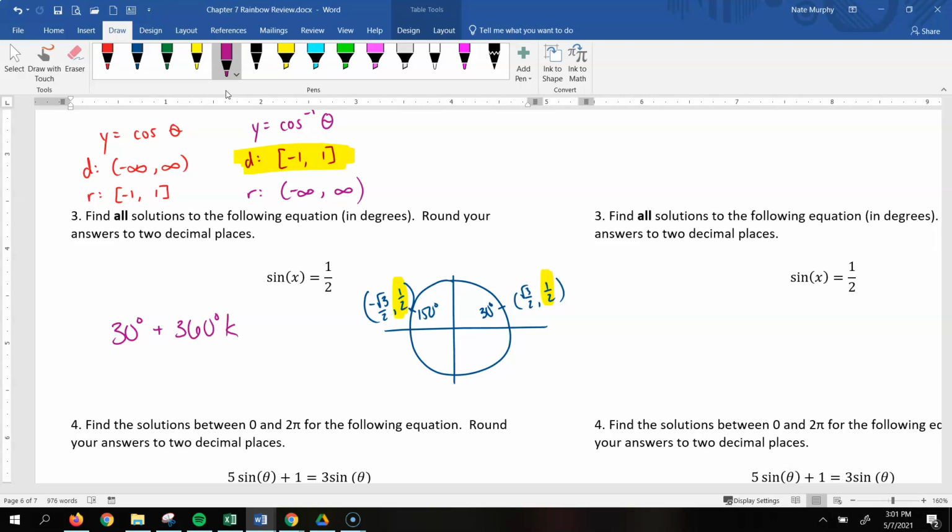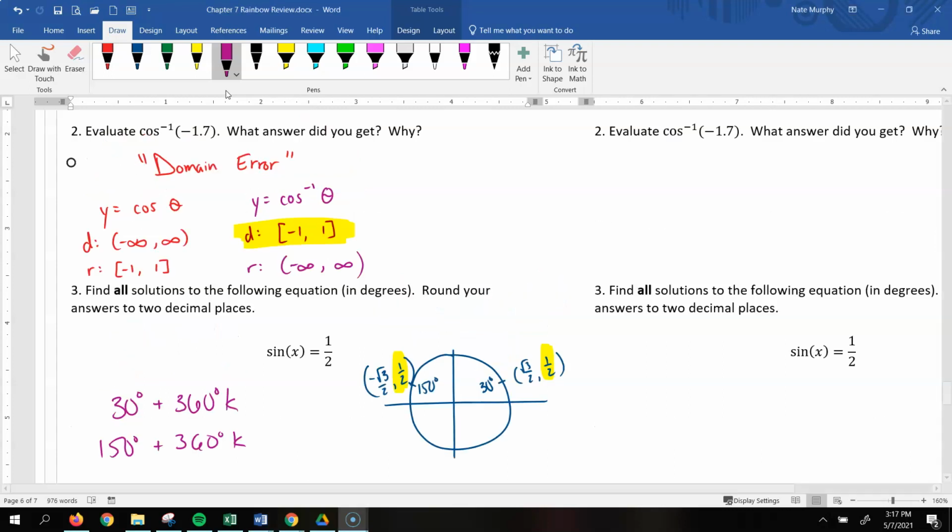Now there's 2 values, remember, so we have 150 degrees as the other angle, and we're going to do the same thing. So we'd have 150 degrees plus 360 degrees times k, which would give us every single answer that we could ever come up with, rotating around that circle and ending at 150. Alright, let's look at number 4.